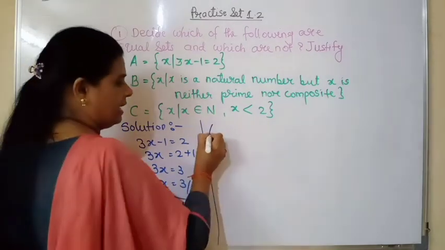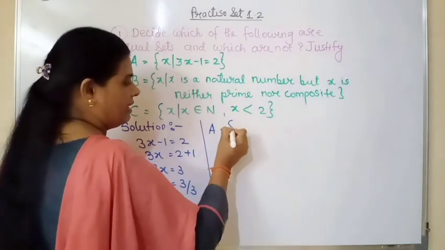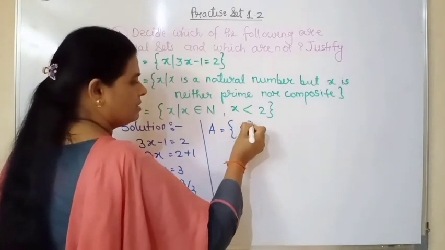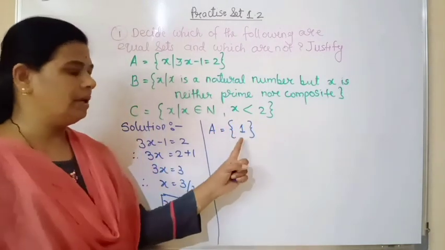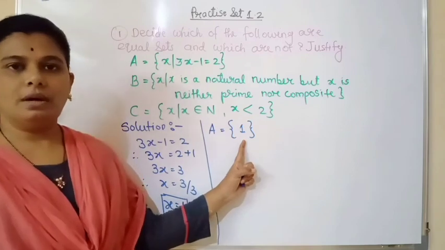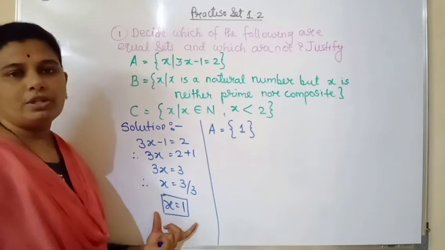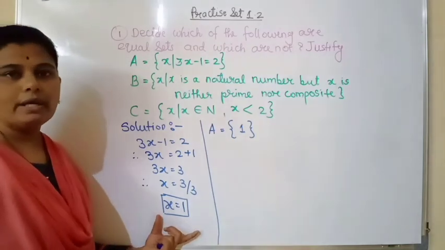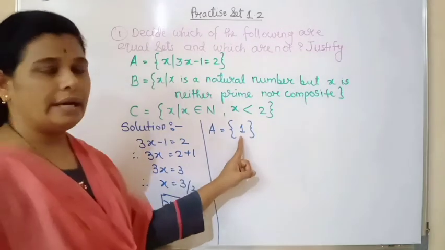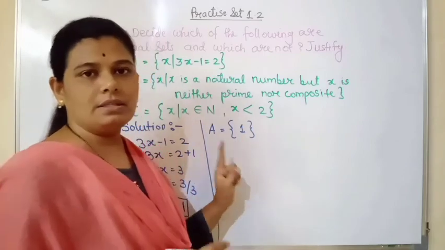So what is our set A? Which element will come in set A? That is the number 1, because after solving the equation we got the value of x, that is 1. So in the set A we will write the element 1.